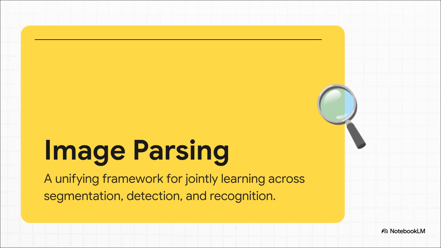Think of it as a framework that does three things all at the same time. It handles segmentation, that's figuring out the exact pixel-by-pixel boundary of an object. It does detection, finding where the object is. And it does recognition, identifying what that object actually is. By doing all three of these things together, it gets a much, much deeper understanding of the image.